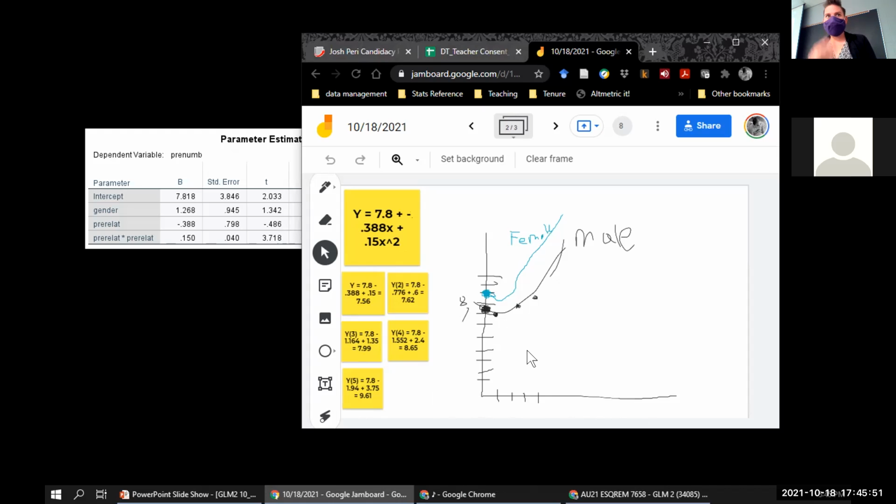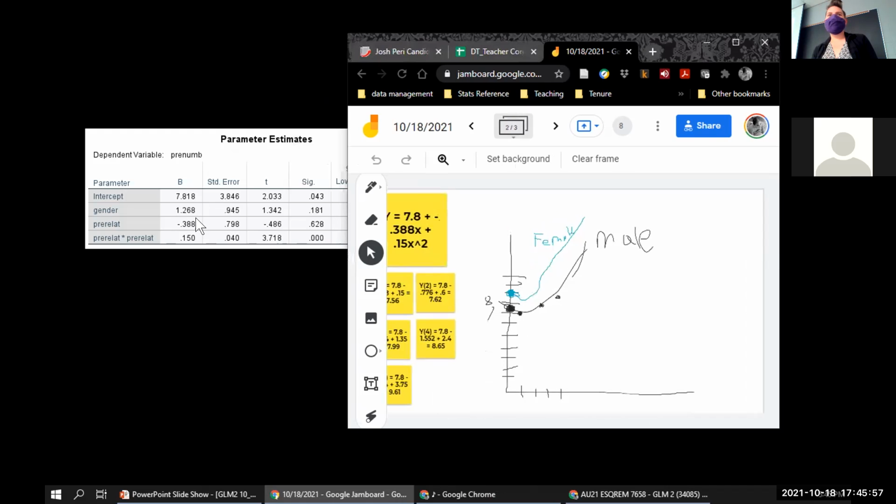So if you're looking at something like this and going, okay, I've looked at my significance tests, and I know that this variable is related to my outcome, but what does that mean? Then graphing it is always a great way to try to figure it out.